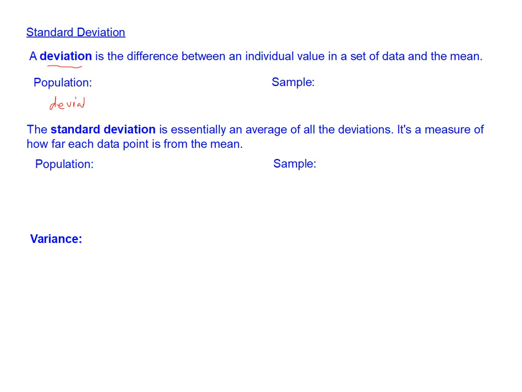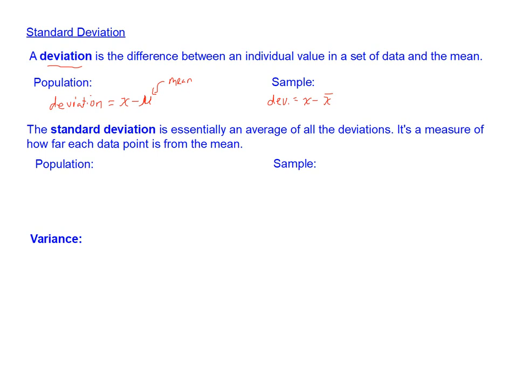So the deviation is quite simply just equal to the x value, so any given data value, minus the mean. If we just want to find out the distance between the two, we subtract them and we get a deviation of x minus mu. Just a reminder, mu is equal to the population mean. And then for our sample, the deviation is just equal to x minus the sample mean, and we used x bar to represent the sample mean. So that's how we find a deviation.